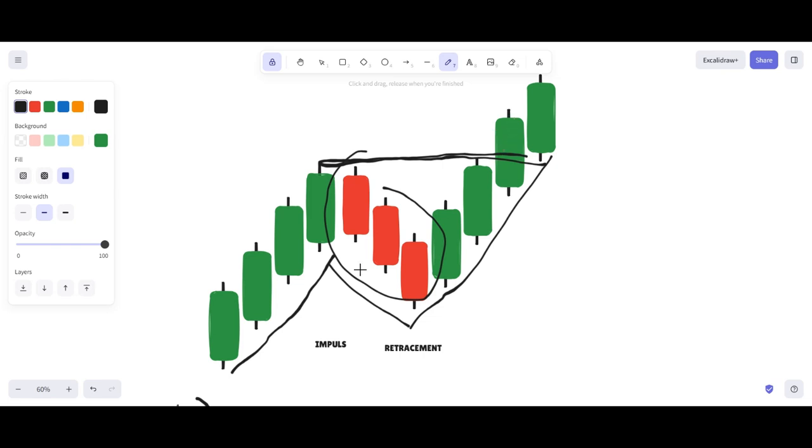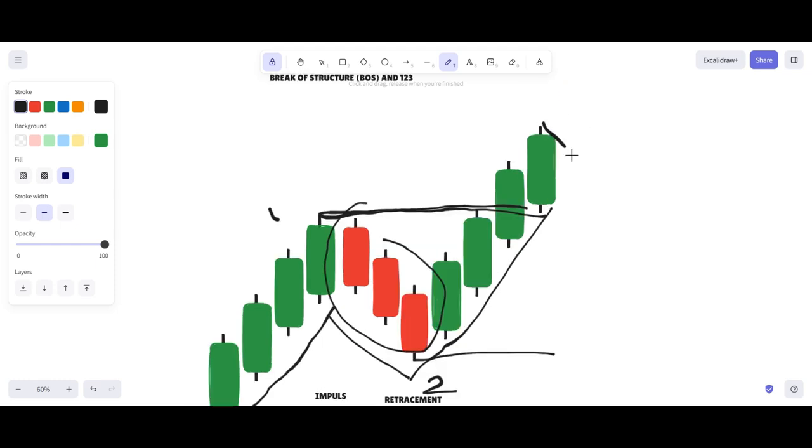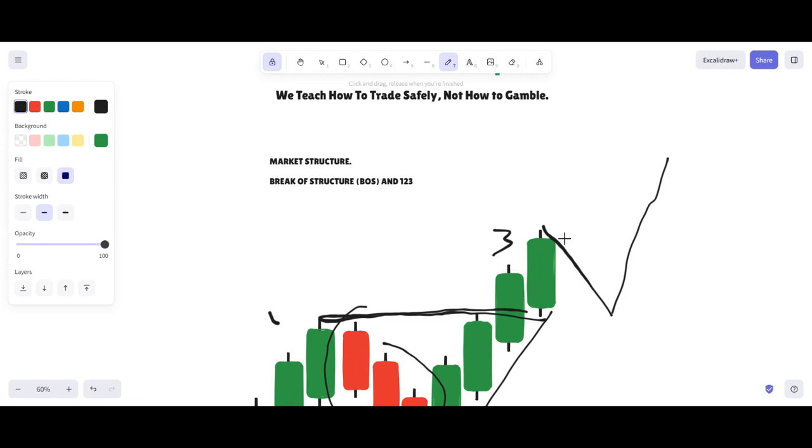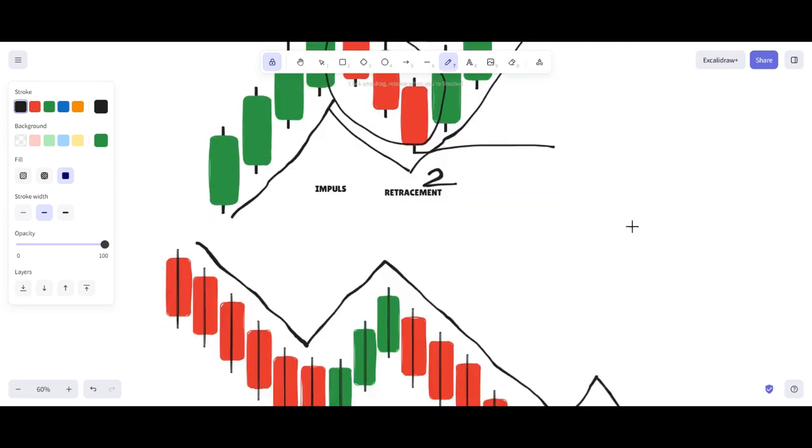Once this body is closed, we mark this as impulse 1, then this low as 2, and once again retracement starts here, like 2 candles or whatsoever retracement like this started here, we say 3, and then again we wait for another candle to close above this.